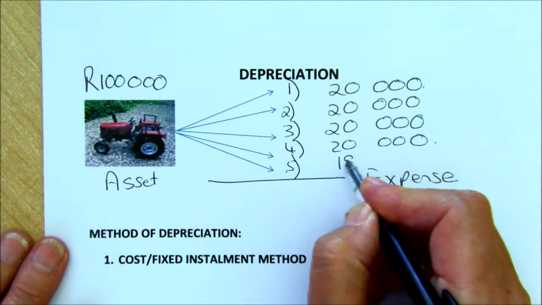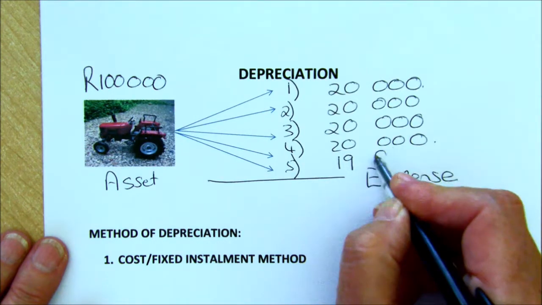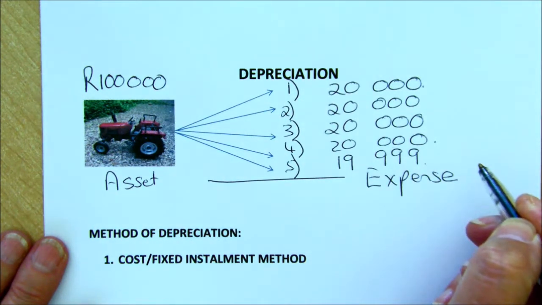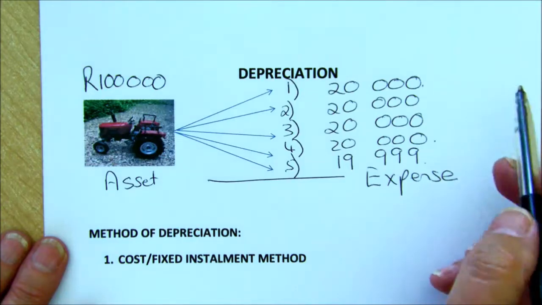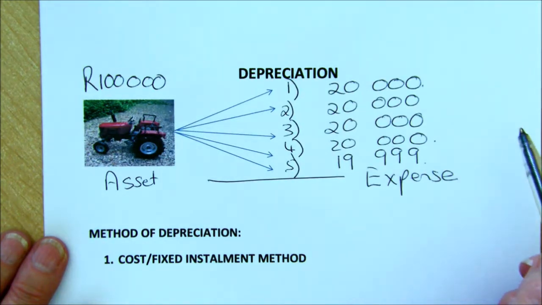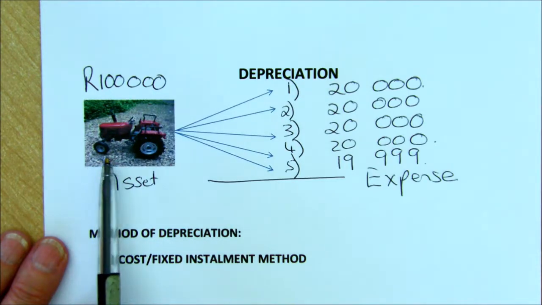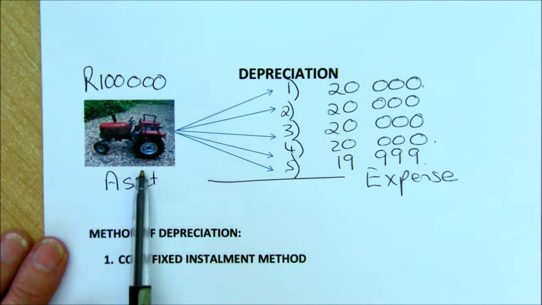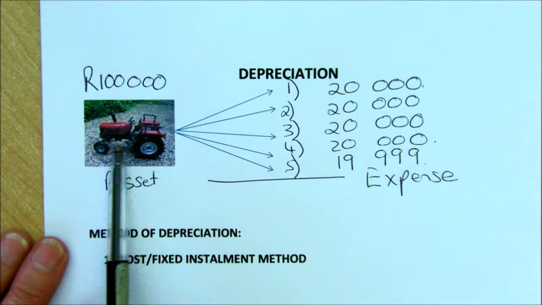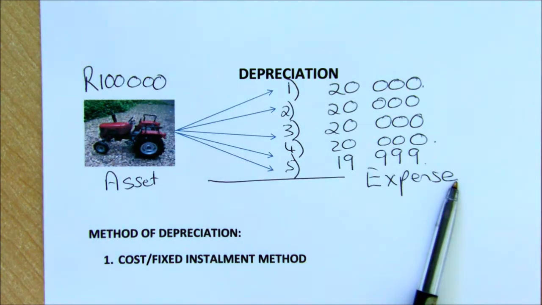And so in the last year, we write off an amount of 19,999. That means the asset stays in your books with a value then of 1 rand. So what we've done is over a period of time, we've written off the asset, we've depreciated it, and we've converted it into an expense.